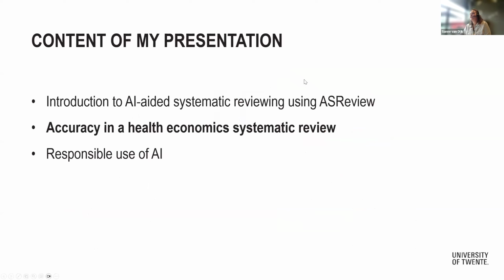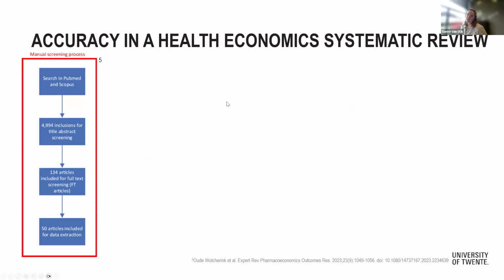So this approach seems to make sense, and the developers of the tool have shown that the screening process can be accelerated. But we are also, of course, curious about its accuracy. So I was involved in a simulation study evaluating the accuracy of ASReview, had it been used for the systematic review of my colleague Martijn, which I referred to earlier. So the manual screening process included almost 5,000 abstracts to screen through. Only 134 articles or abstracts were deemed relevant for full text screening, and eventually 50 articles were included.